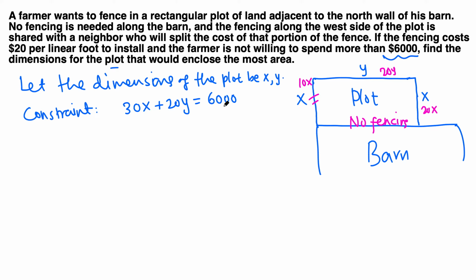Now let's simplify and solve for one variable. 30, 20, 6,000. We can divide through by 10. If we divide through by 10, then we get this. Now subtract 3x from both sides, divide by 2, so that we can isolate y. So y is 600 minus 3x all over 2. Later, when we find the value of x, we come back here and determine the corresponding y.